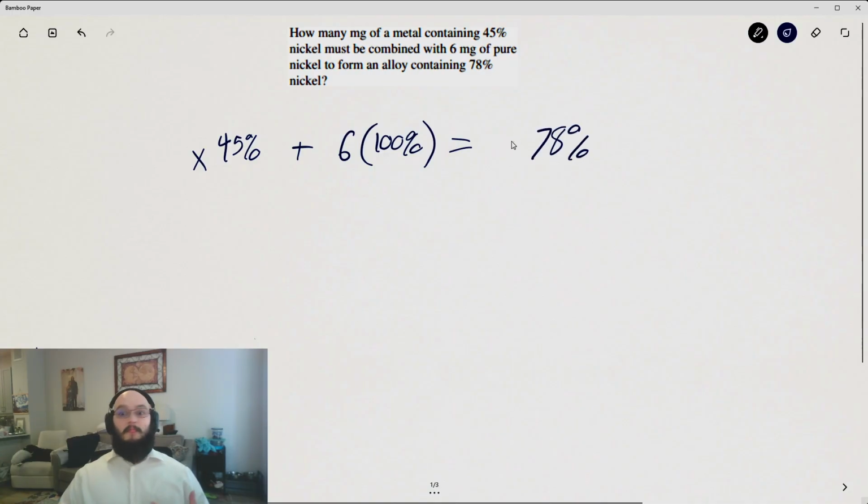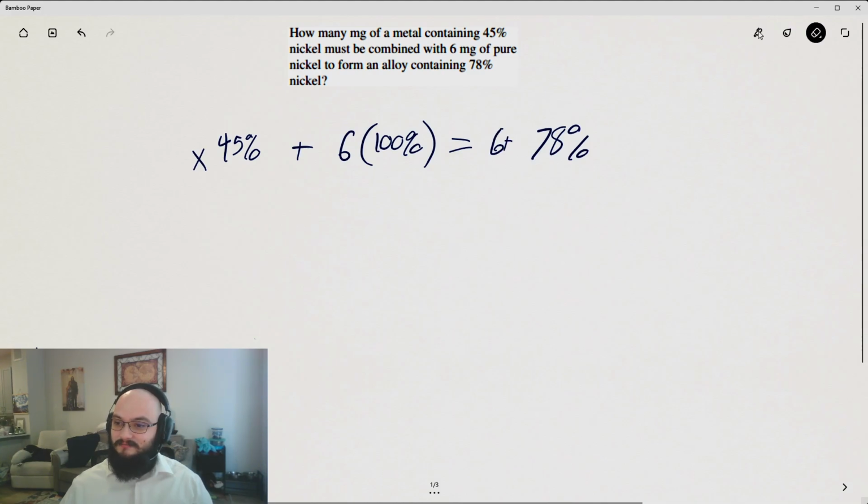nickel. What is the final mass? We only have a percent. We don't know how much it is. Well, how much it is at the end, or how many milligrams at the end, is going to be our 6 milligrams of our pure nickel plus however many we need to add over here. So this will be 6 plus, not 6 plus 6, 6 plus x over here.